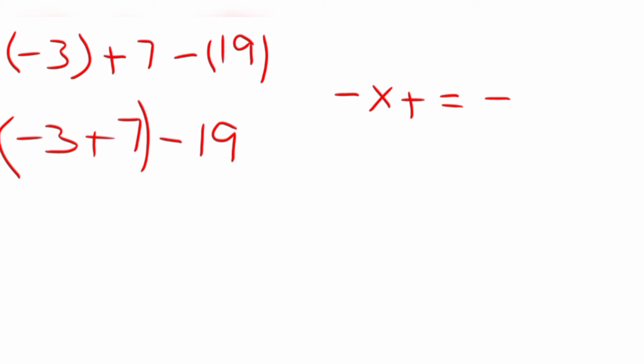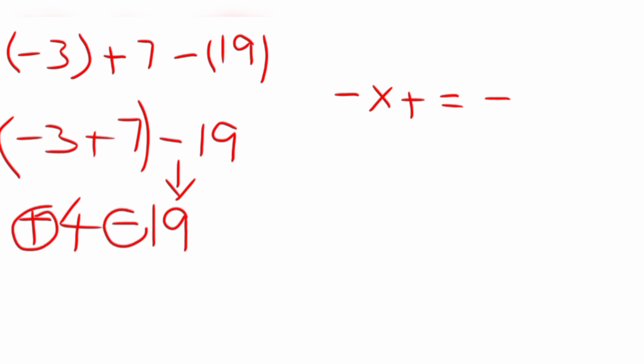So 7 minus 3 is nothing but 4. Now we have to see the sign of the bigger number. We have the sign of the bigger number as plus. So plus 4. Then we are bringing down minus 19. Here we have plus and minus, so plus multiplied by minus is equal to minus.